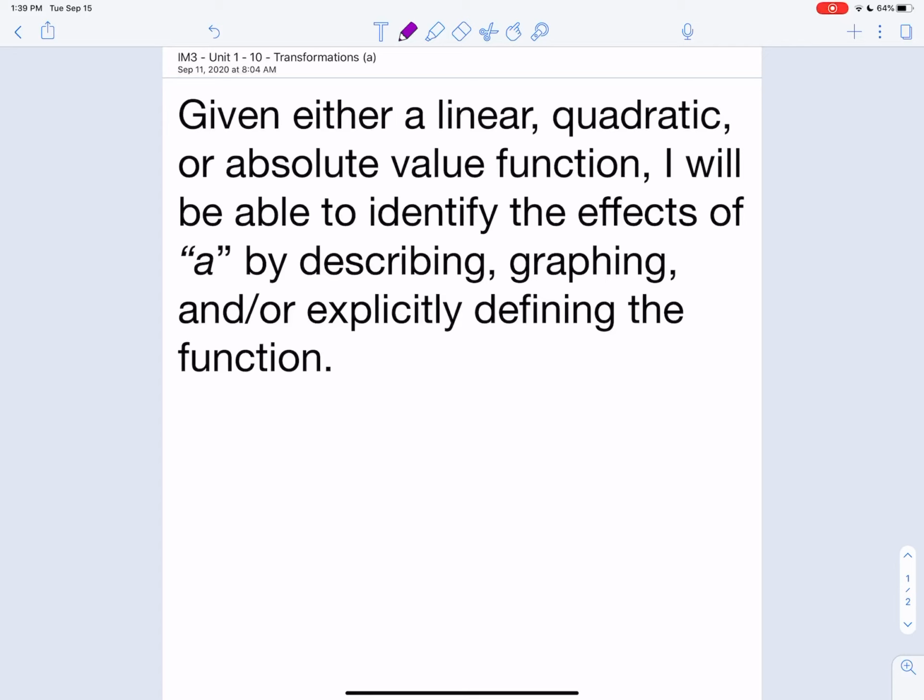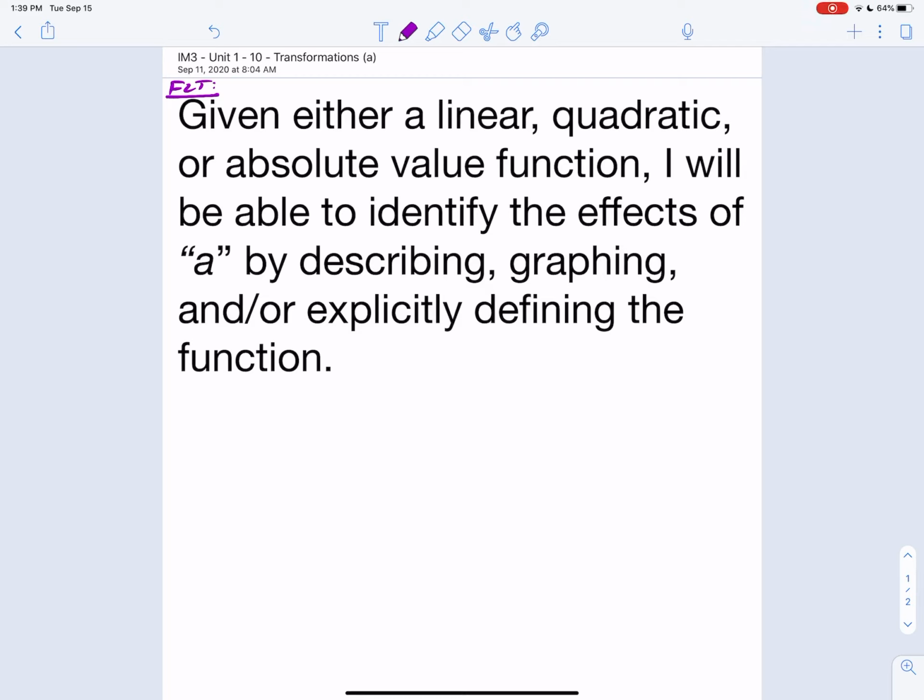Hey you guys, this is notes number 10, transformations, part 2. Go ahead and write down this FLT here. Okay, and press play whenever you're ready, okay?